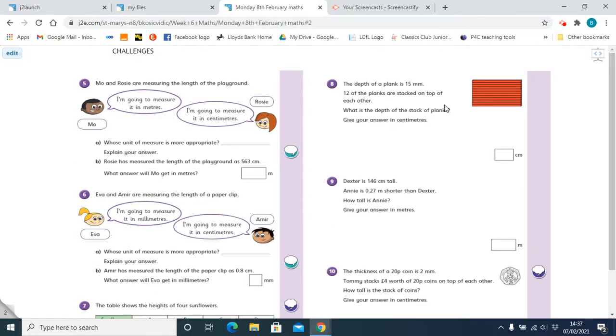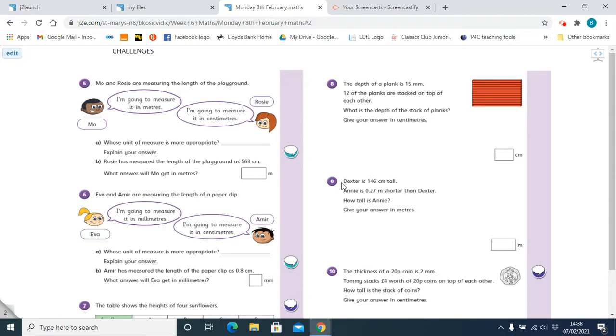In question 8, the depth of a plank is 15 millimeters. What they mean by the depth of a plank is how wide this side of the plank is, the width of it, and then you have to multiply that number, this depth, by the number of planks you have got. You will have an overall number in millimeters, and then you have to turn those millimeters into centimeters.